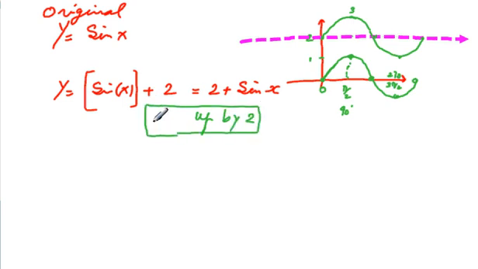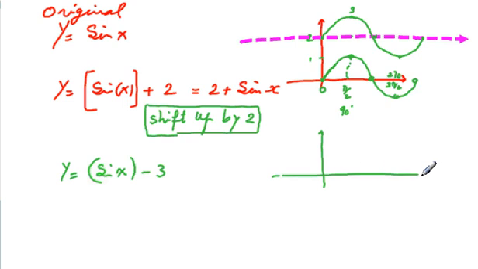To make it clearer, it's shift up by 2. What if I had sine of x minus 3? So how do you describe it in plain English? What should I say? Instead of shift up by 2, what happens in this case? Move down. So we say move down or shift down.